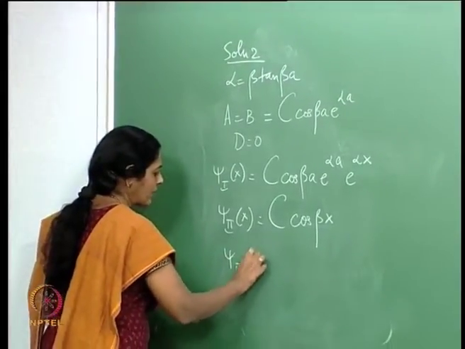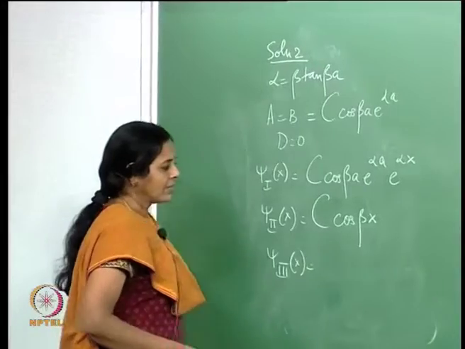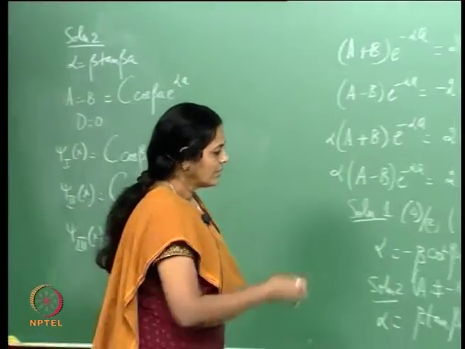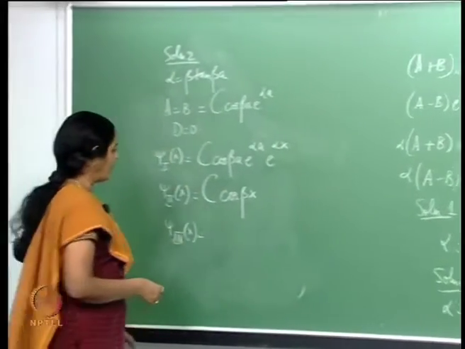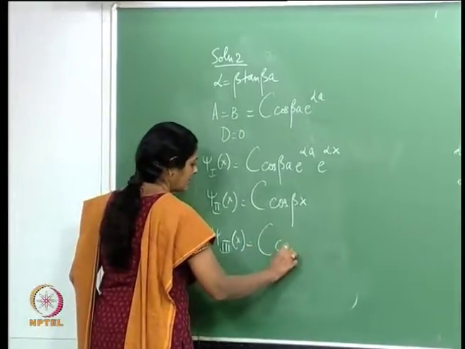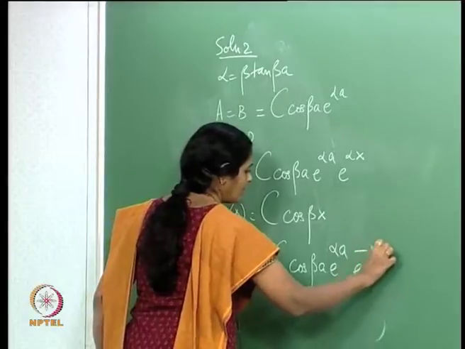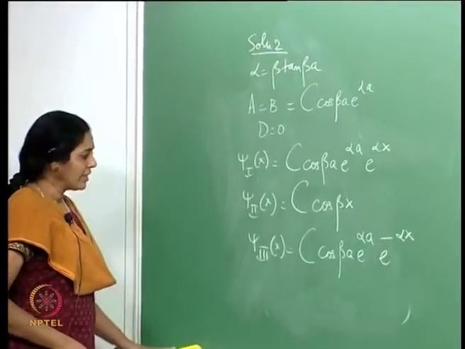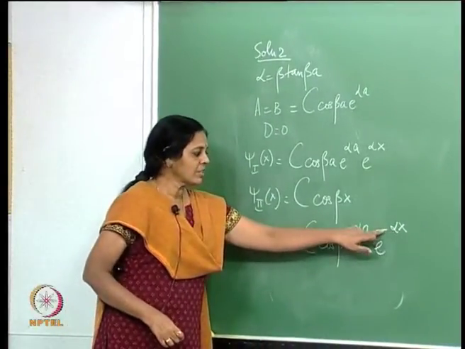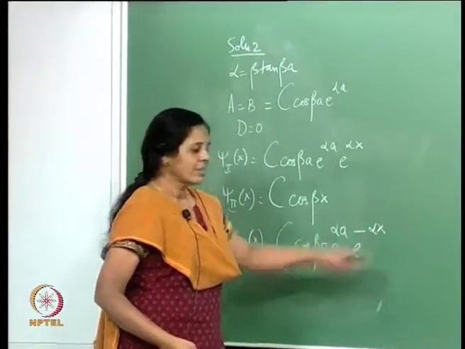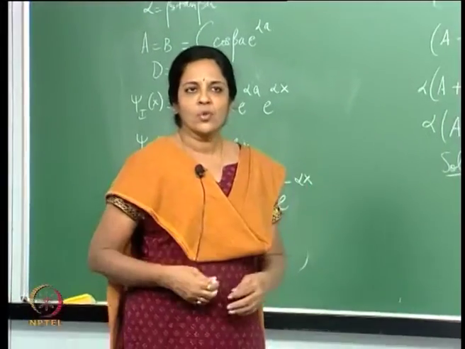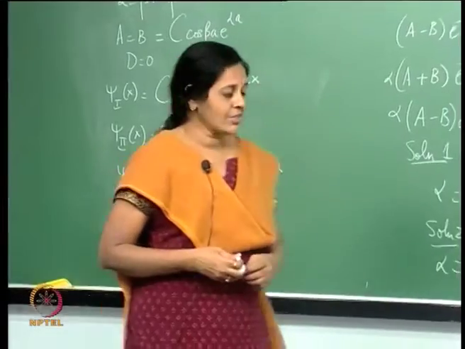Psi 3 of x, A was equal to B, and therefore you had C cos beta a e to the alpha a e to the minus alpha x. The minus here was chosen by us so that when x goes to plus infinity, the wave function vanished.